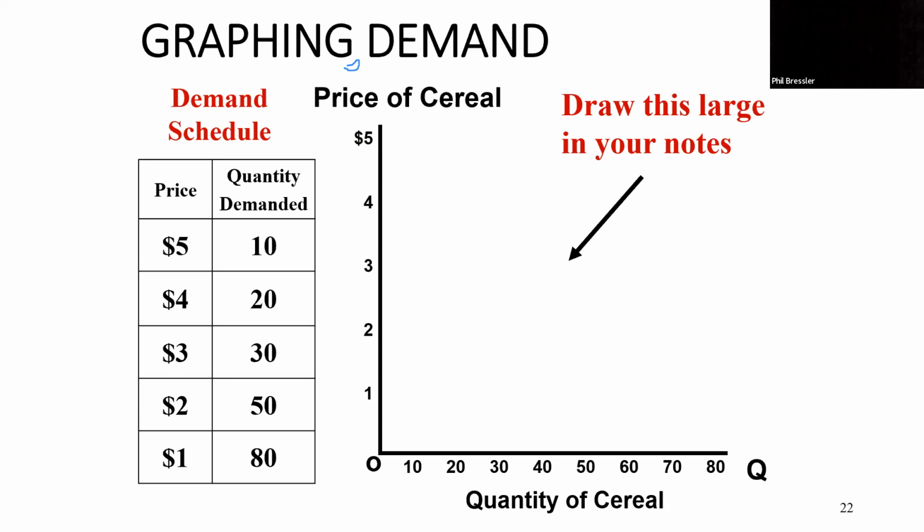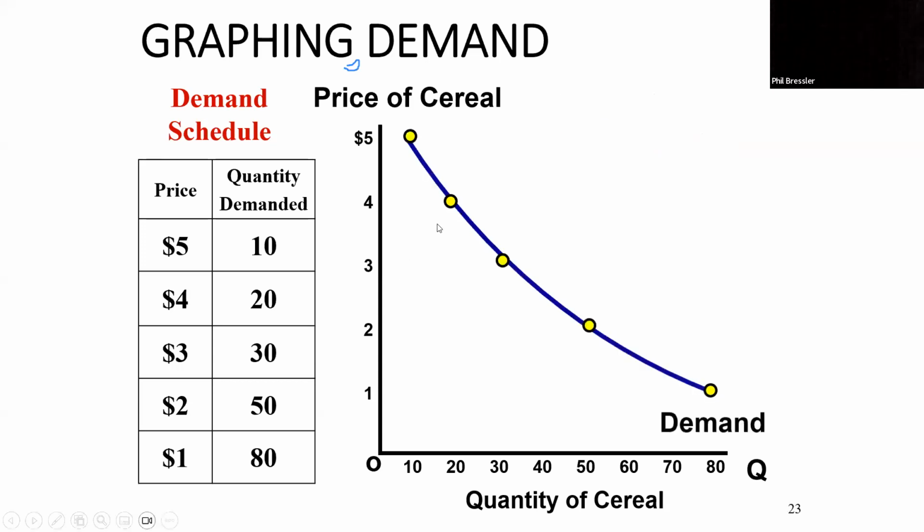And that makes sense, right? The law of demand: as price goes down from 5 to 4, quantity demanded goes from 10 to 20, and there it is. So that is a downward slope.